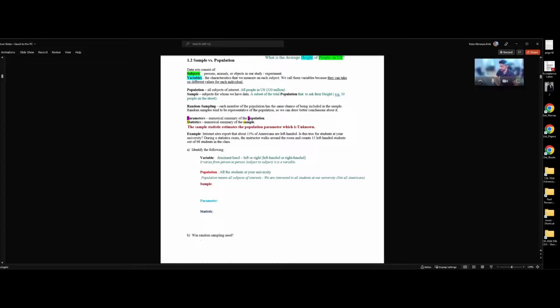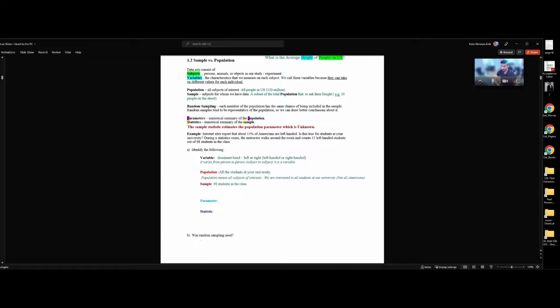Then where is the sample? From all students of our university, in our class during a statistics exam, the instructor asked 98 students something, right? Which means this is the sample, a smaller subset of all people in the university, which is a subset of the population. So the sample is equal to the 98 students in our class.